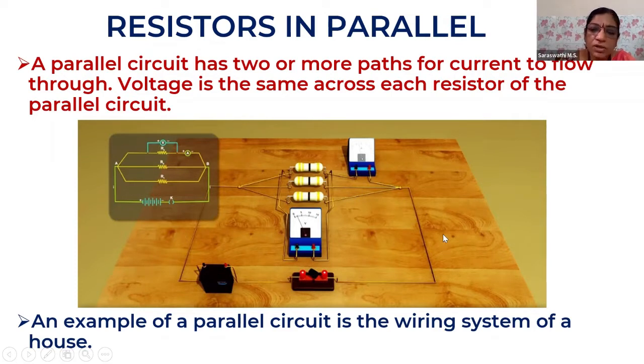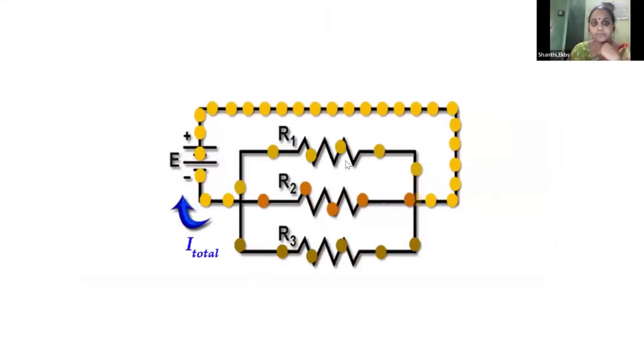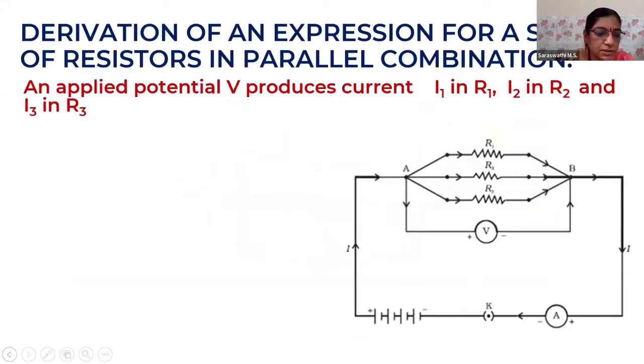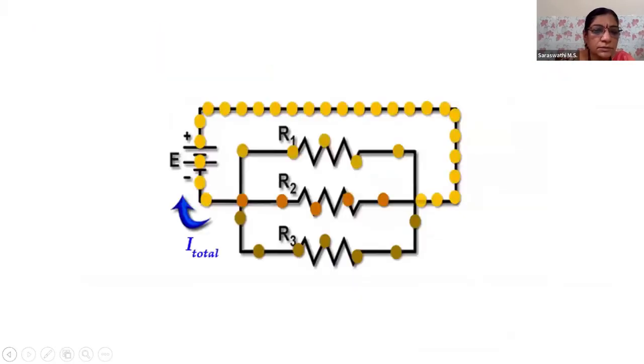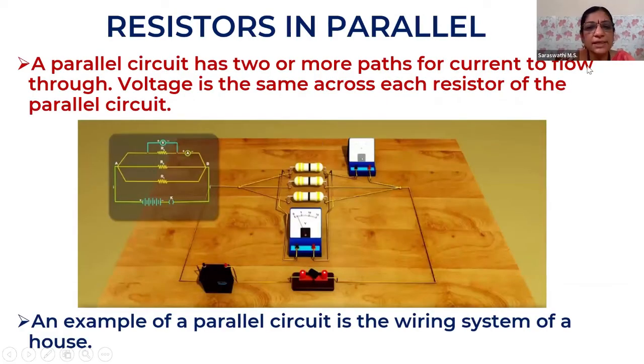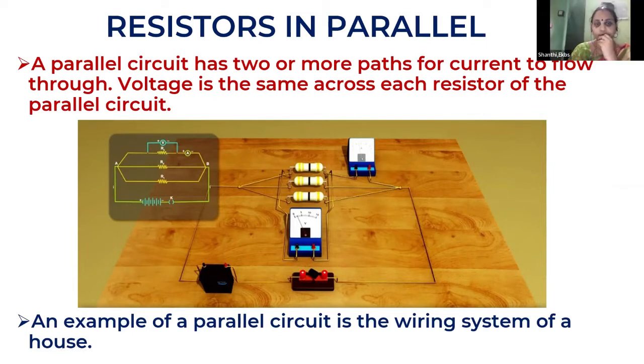So what is going to remain constant here? Voltage. What is going to remain constant in a system of resistors in parallel? Voltage, ma'am. What is going to be different here? Will the current be different? Will the ammeter readings be different? Or is it going to be the same?